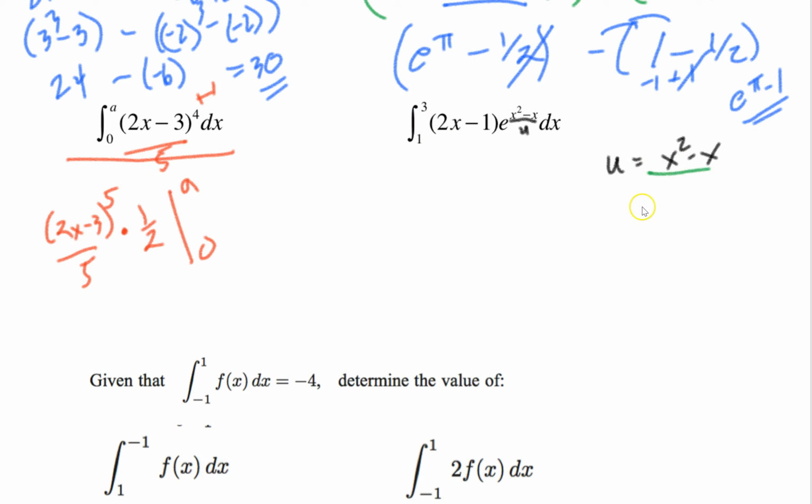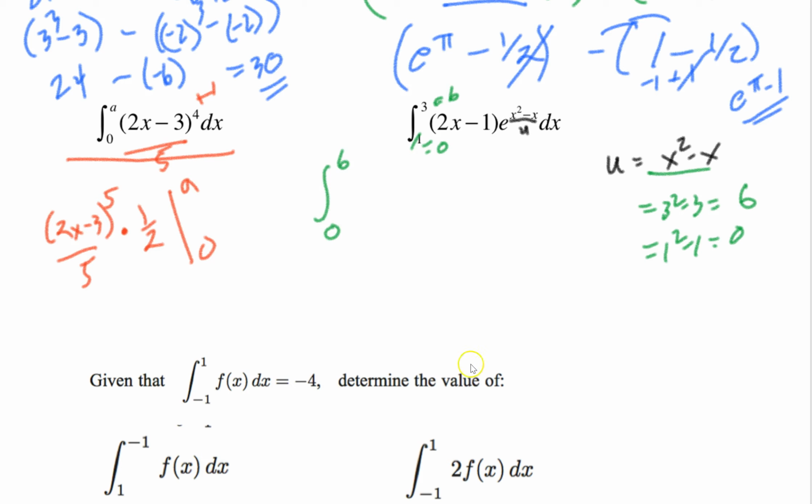So, let me plug in 3. I get 9 minus 3, which is 6. So, this just turns into 6. The 1 here, plug in 1. 1 squared minus 1 is 0. So that just turns into 0. So when I do this again, my limits are going to be from 0 to 6.